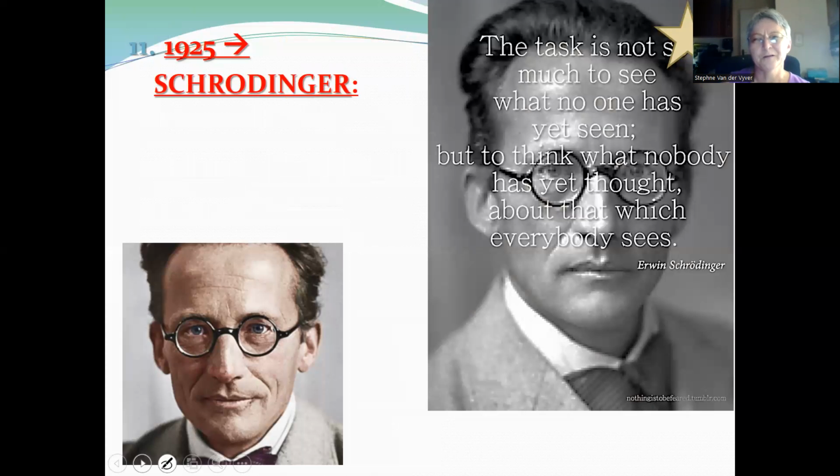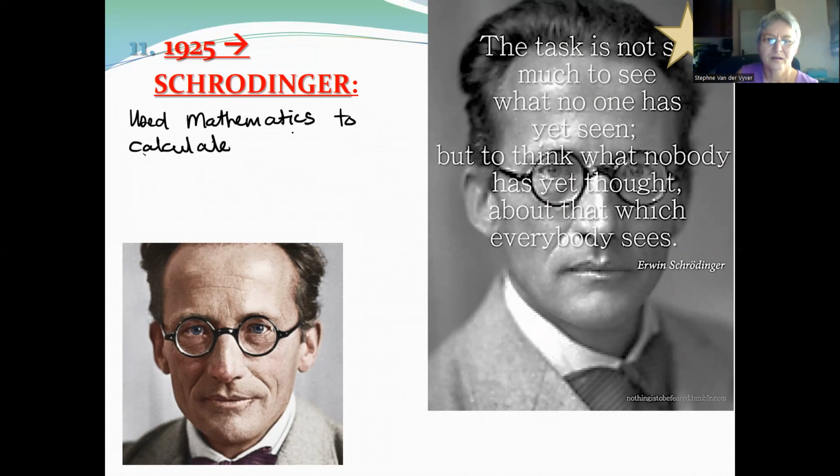Next guy is one of my favorites, Schrödinger, Erwin Schrödinger. He thought about things quite a bit, and he was actually a mathematician, and he worked out the energies of electrons with mathematical equations. So he used mathematics to calculate the energy of electrons.